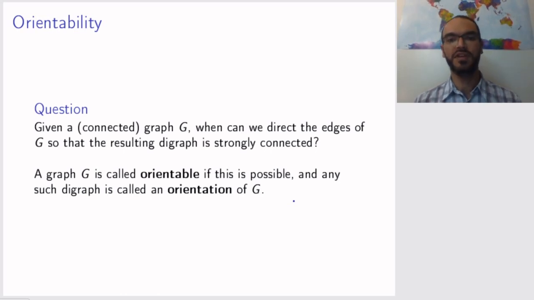So we call a graph orientable if you can direct the edges in such a way that the resulting digraph is strongly connected. And any such digraph will be called an orientation of G. Of course, any graph that is disconnected automatically fails, because if it's not connected, it will never be strongly connected. So this is why the assumption of connectedness is not necessary. It will be automatic. So when is a graph orientable?